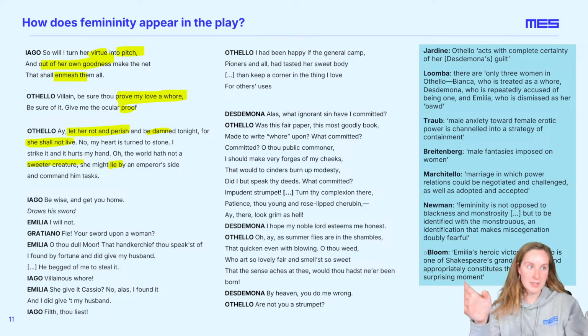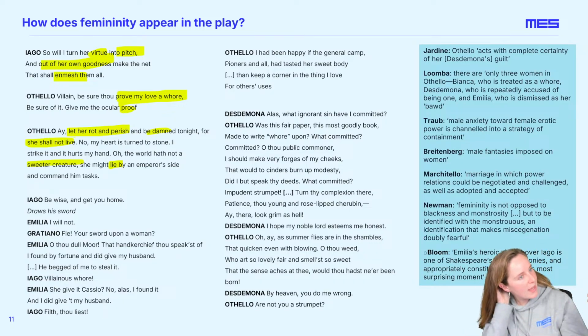Again, speaking to the power dynamic. It's not expected he pulls a sword on a woman because she's not expected to fight back. He's expected to protect her. So this subversion then of the role of a husband here. Emilia says, "O thou dull Moor, the handkerchief thou speakest of, I found by fortune and did give my husband. He begged of me to steal it." "Villainous whore. She gave it to Cassio?" "No, alas, I found it and I did give it my husband."